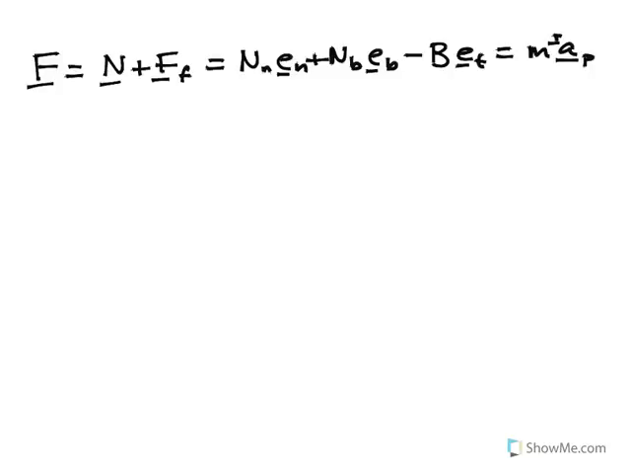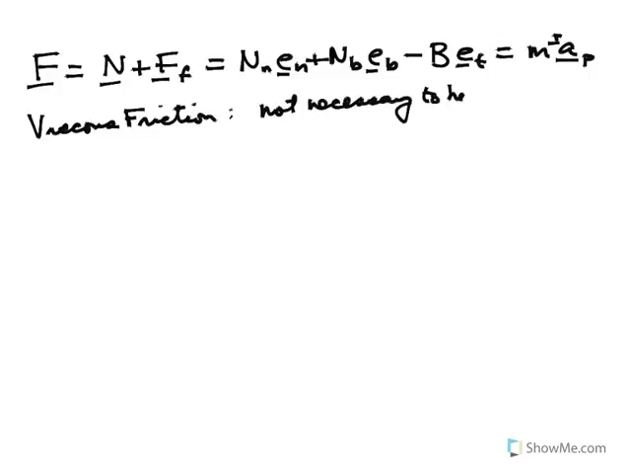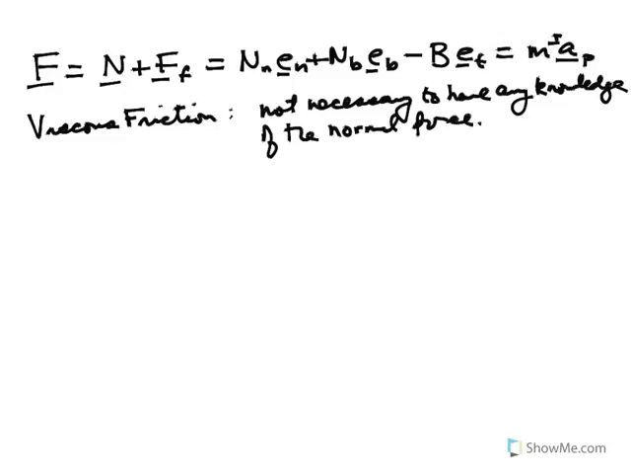So we have two different cases here. One, in the case of viscous friction, as we've seen previously, it's not necessary to have any knowledge of the normal force. The reason that we don't need it is because the viscous friction model is in terms of the speed, and there's no unknown component of the normal force in that model.